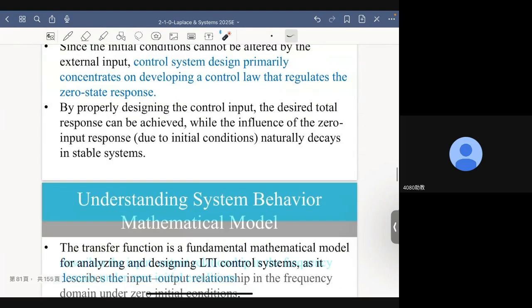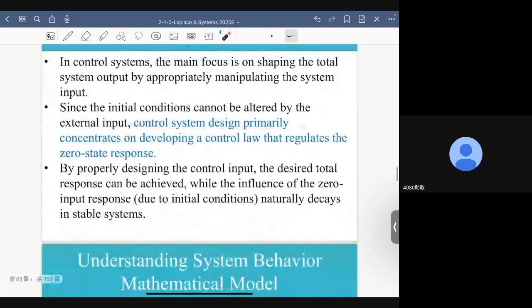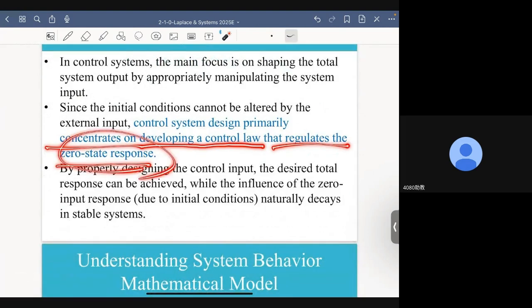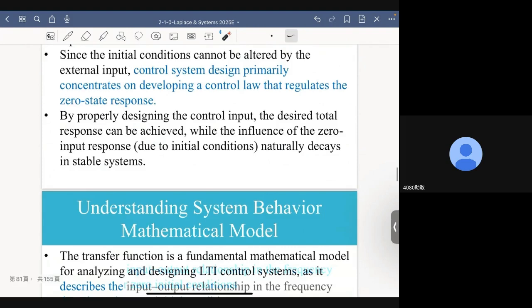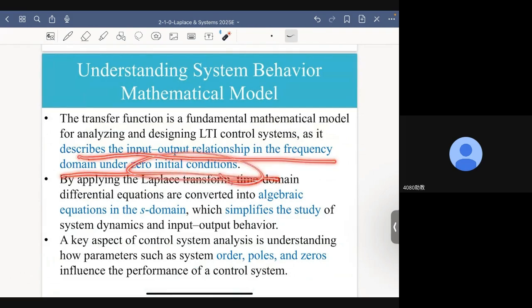Okay. All right, so this is a very important concept. We concentrate on developing control laws that regulate the zero-state response. And that implies that the transfer function really matters, okay? Because if you know the transfer function, you know the zero-state response, provided that the input has been given, all right? Now, the transfer function is a fundamental mathematical model for analyzing and designing an LTI system, as it describes the input-output relationship in the frequency domain under zero initial condition, okay?